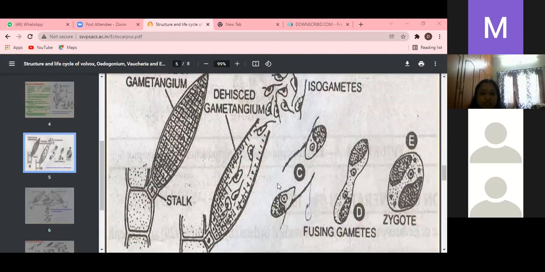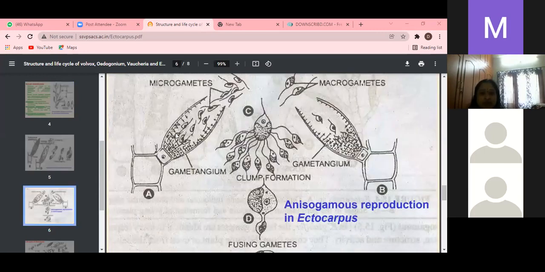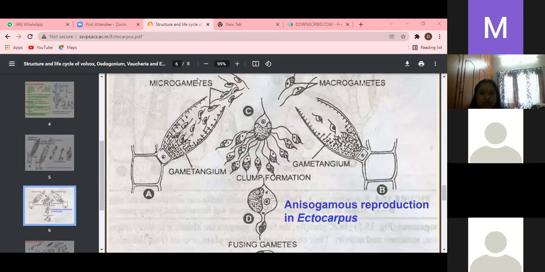That formation is called clump formation. See, this is the male and female gamete, macrogamete and microgamete. This is the large female gamete, and this female gamete fuses with many, see here, a number of male gametes.